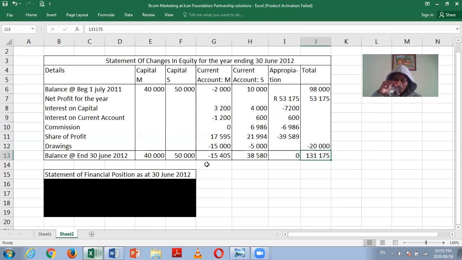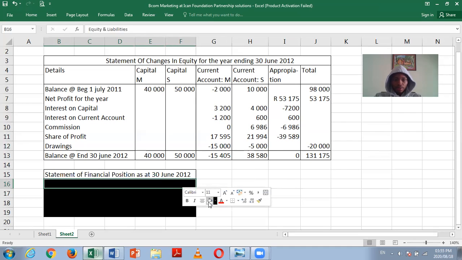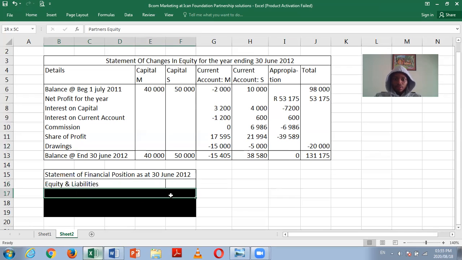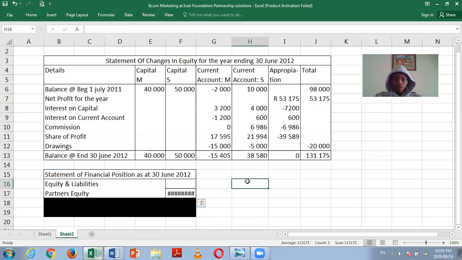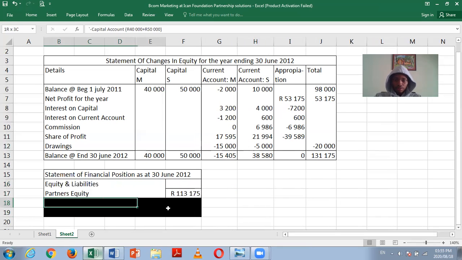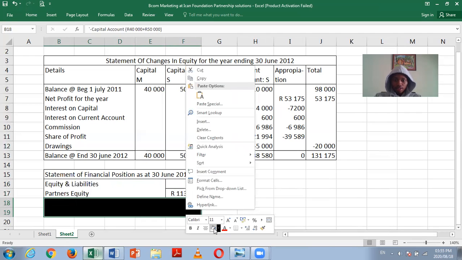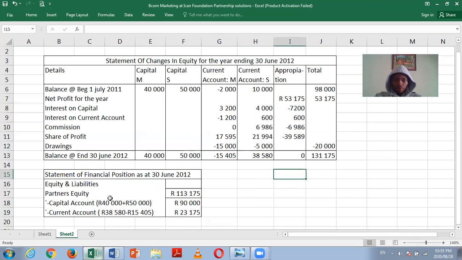Okay, so lastly, statement of financial position. At the end of the financial period, we know that we just need to record the equity and liability section, right? Okay, and then now we have what? The partners' equity, right? So the partners' equity consists of your capital and your current account. So this one is just cut and paste. So we're just going to take the total for the capital and the total for the current account. So remember, the total for capital, we had 40 and 50, we get 90. And then for the current account, we had 38,580 less 15,405. And then we get 23,175.